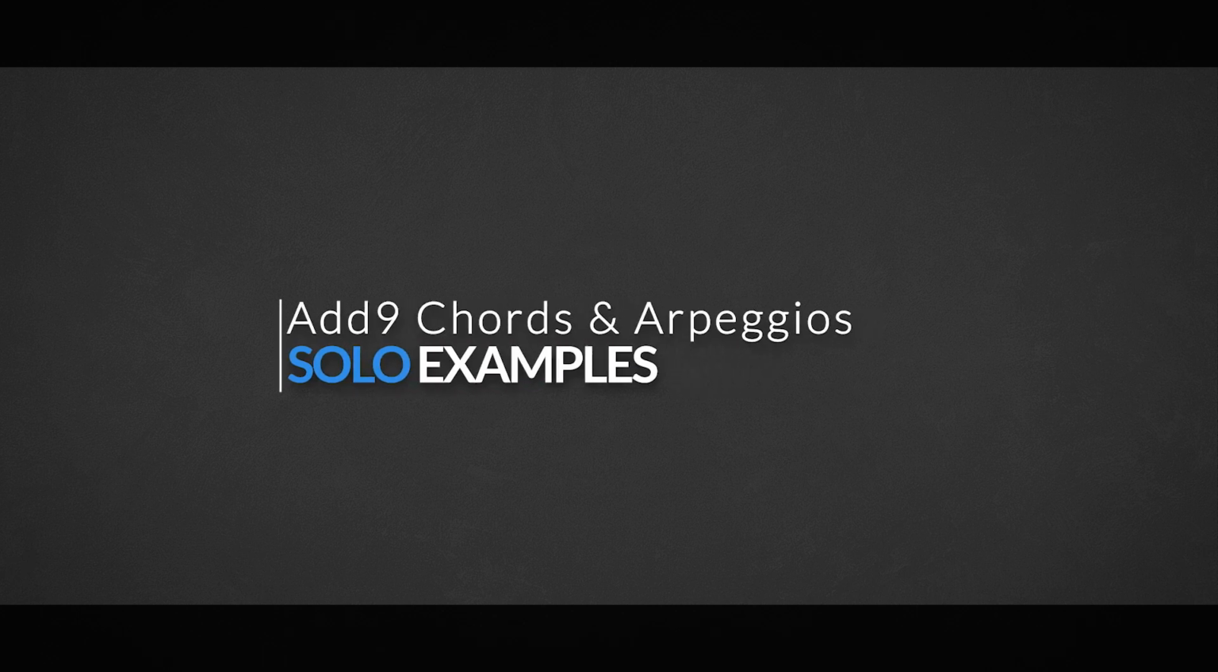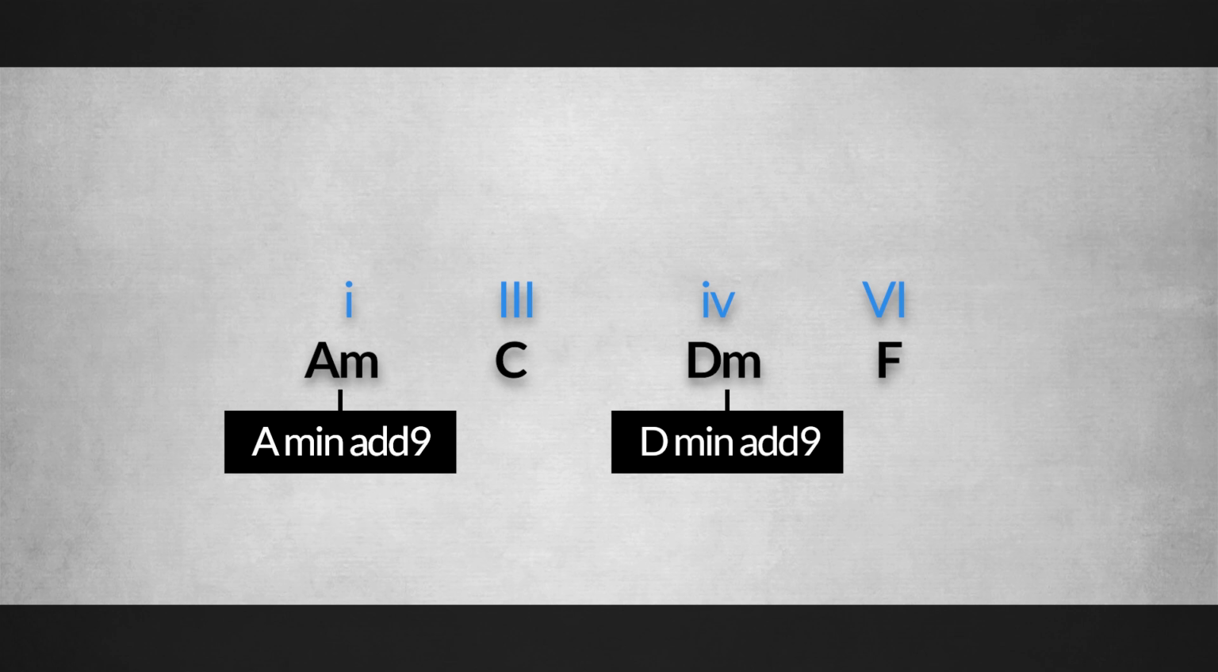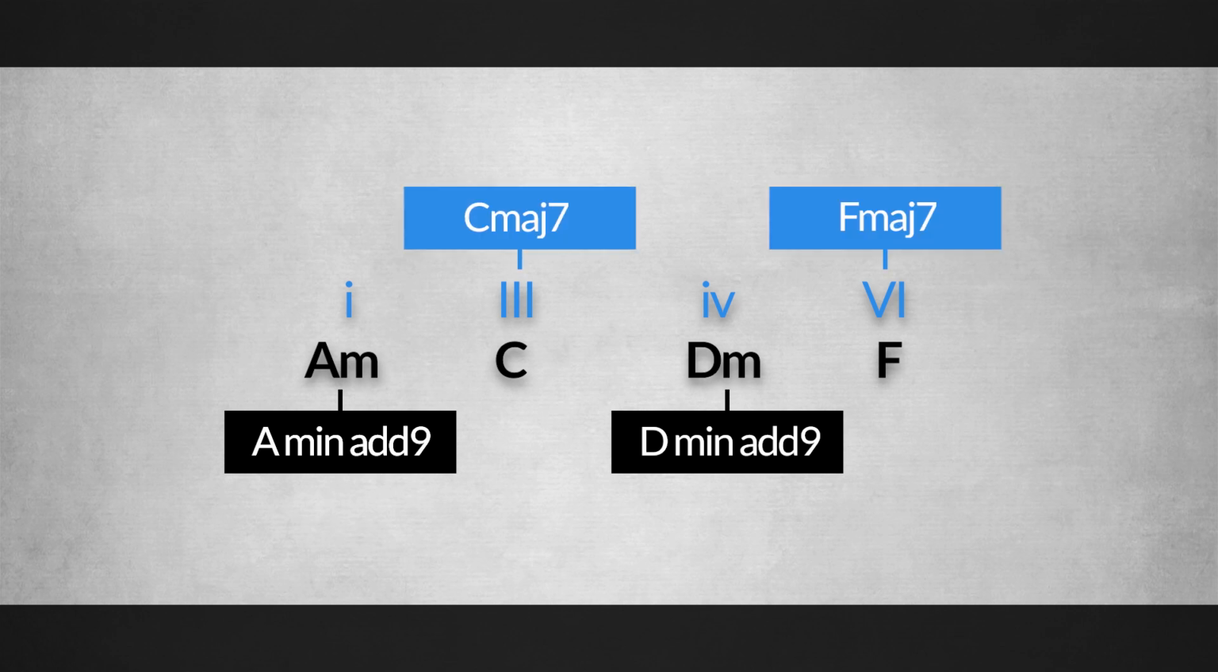Now the next example is based on the simple 1-3-4-6 progression in a minor key. On both minor chords of this progression I use a minor added 9 arpeggio, and on both major chords I use a major 7th arpeggio.